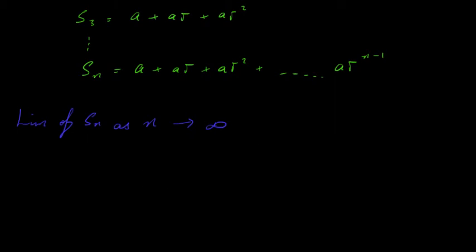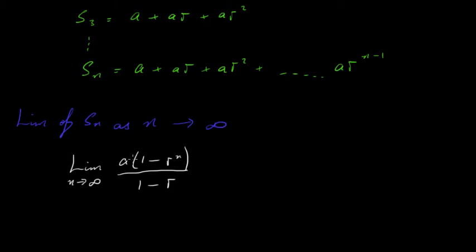So that's simply going to be the limit as n goes to infinity of a times 1 minus r to the power of n over 1 minus r. Remember from the previous video, this was our formula for the sum of n terms. The sum of three terms would be S3, what you get when you add up these three terms. But we want to find the sum to infinity.